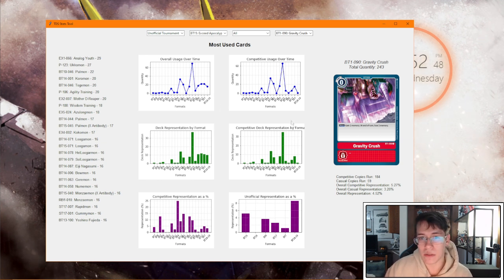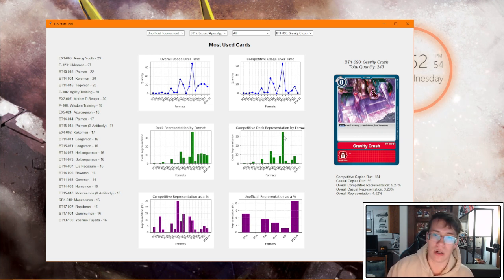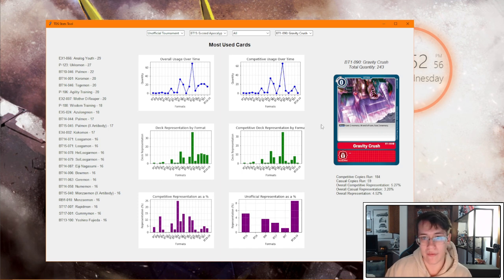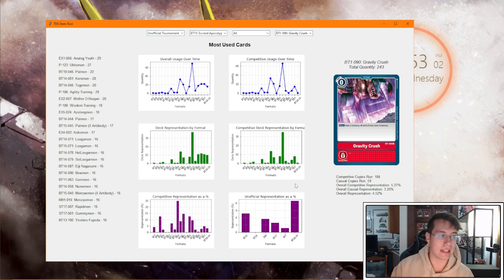We have deck representation by format. This is the total number of decks within a format that have the card in it at any number of copies. So BT15, there were roughly 40 decks that contained Gravity Crush within the format. And then we have competitive representation as a percentage and unofficial representation as a percentage. This is the percentage of decks within the format that ran a specific card, because this gives you an actual reference for how popular the card was.